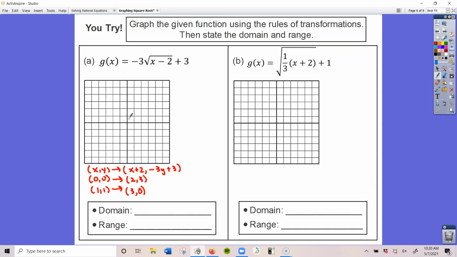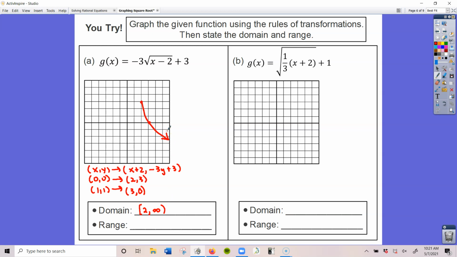So we're going to plot our points. We have 2, 3, and 3, 0. Remember to connect your points as a curve and following the order in which you plotted them. I started with the 2, 3, so that means that it's going to open down and curve. For the domain, I'm going to use the graph, but remember that you can also use the equation to find the domain and range. The domain, the x, starts with 2, and the 2 is included. And then it opens forever to the right, so to infinity.